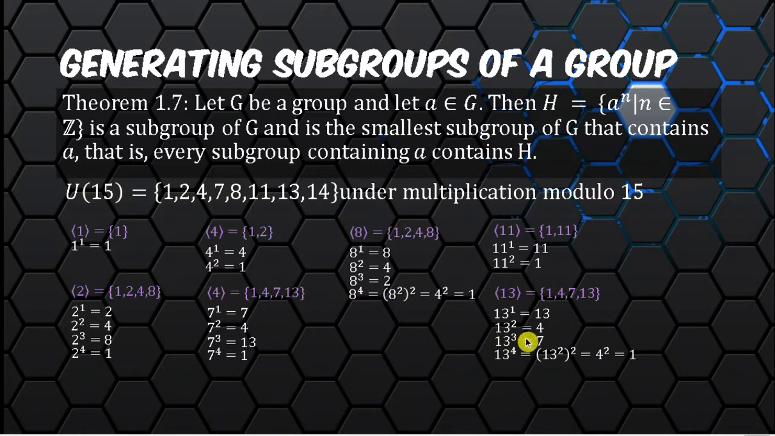Ayan. Ito na yung 13. Medyo malalaki ang mga 'to. 13 raised to 1 is equal to 13. 13 squared means yung square mismo kasi nasa multiplication tayo. Modulo 15, the answer is 4.